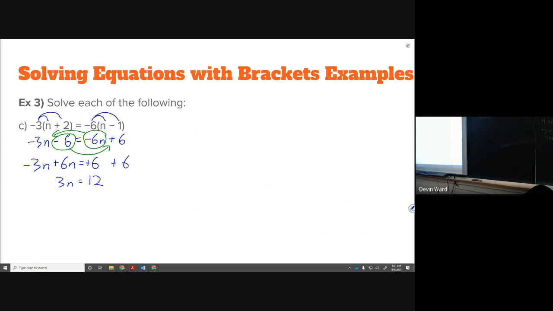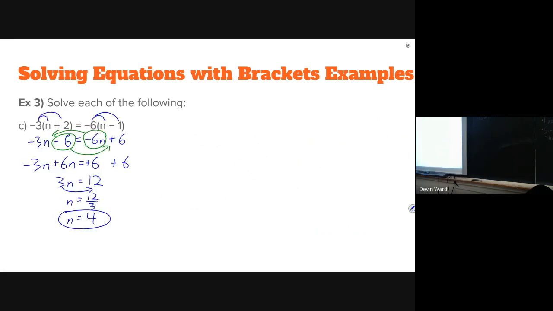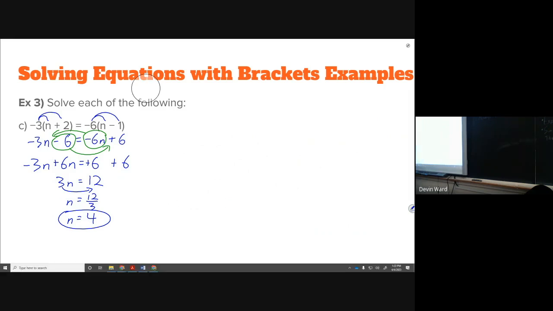If I divide both of these by 3 or bring over the 3, I'll have n equals 12 divided by 3, which is equal to 4. Okay, so n is equal to 4. If you wanted to check and sub in, you're more than welcome to. You should get both sides equaling the same number. Okay, which would be negative 18. Off the top of my head.